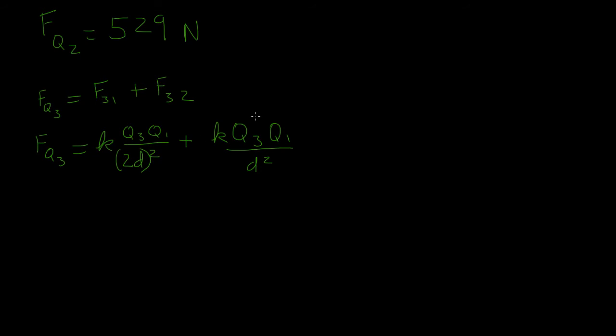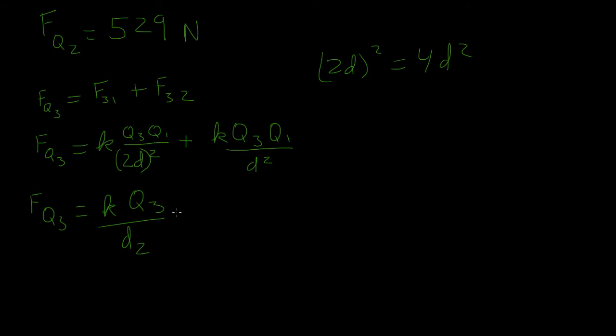Okay, and again we'll factor. Remember that 2d squared is the same as 4d squared, because of the parentheses. So we'll go ahead and factor out the k Q3 over the d squared, and we will be left with Q1 over 4 plus, I'm sorry, this should be Q2.